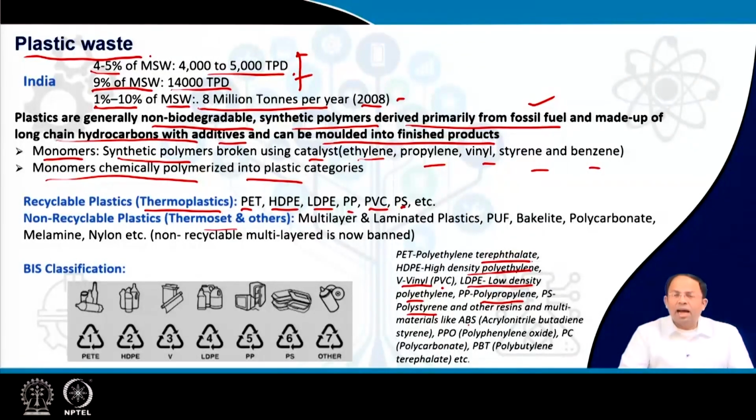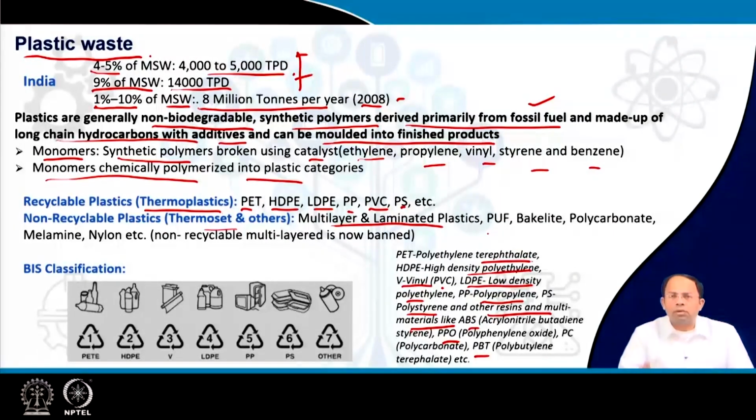You can also get other kinds of plastic material like ABS, which is used in car bumpers and a lot of these hard plastics. These are mixed with polystyrene, some resins and other materials, where multiple materials are mixed to create materials such as ABS or PPO or PBT and so on. Now, the non-recyclable plastics are multi-layered and laminated plastics. This is not a single layer plastic; these are multi-layered.